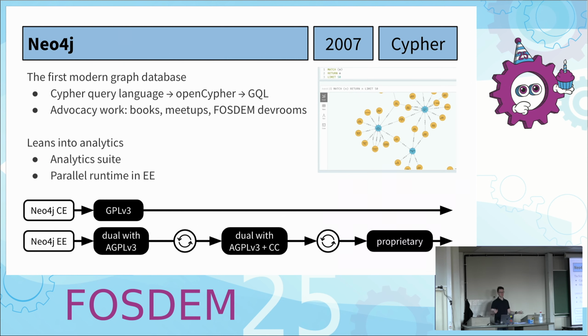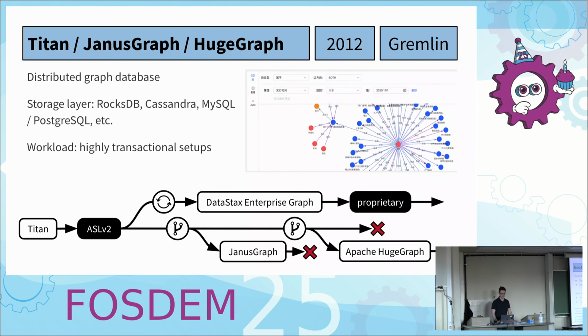Neo4j is kind of the first modern graph database, and they did great work in introducing Cypher, turning it into open source with the specification called openCypher, and then pushing it through the ISO standardization process to yield GQL. Neo4j also did amazing advocacy work. They ran more than 10 FOSDEM dev rooms, published books, ran meetups, and so on. Neo4j is a transactional system in nature, but it leans into analytics. It has an analytical suite for graph algorithms, and if you get the enterprise version, it also has a parallel runtime for more complex queries.